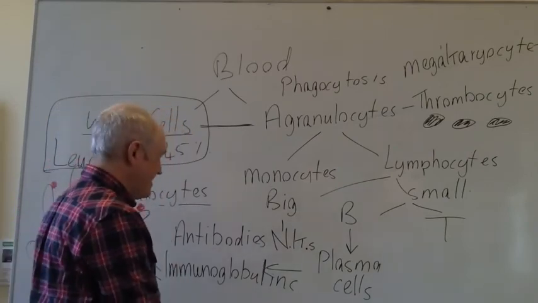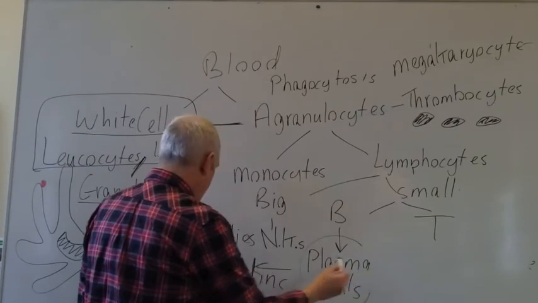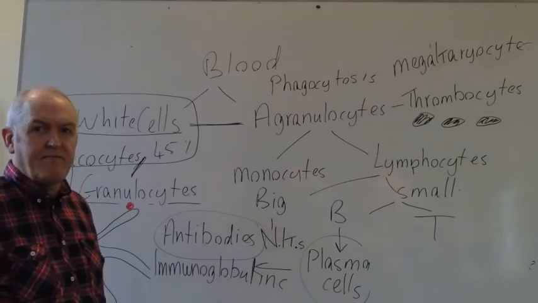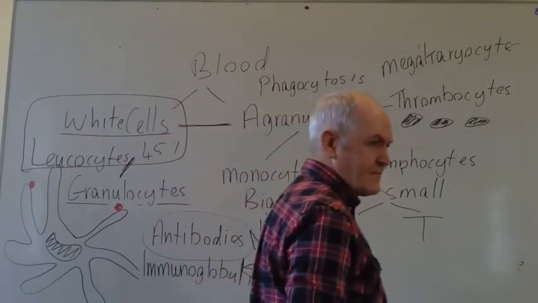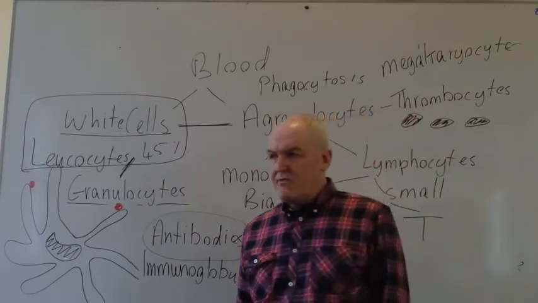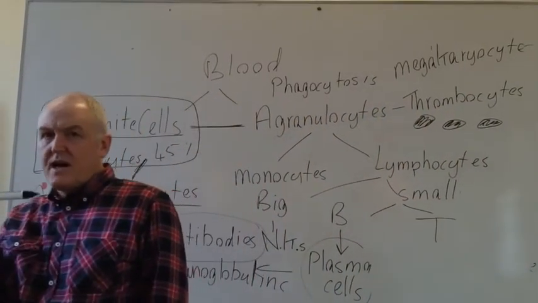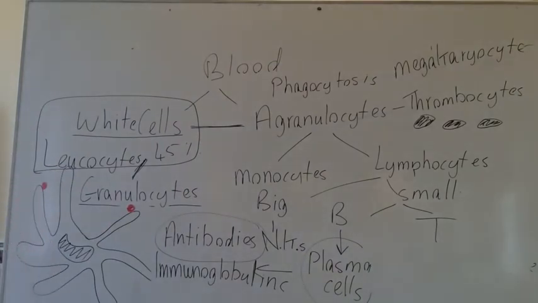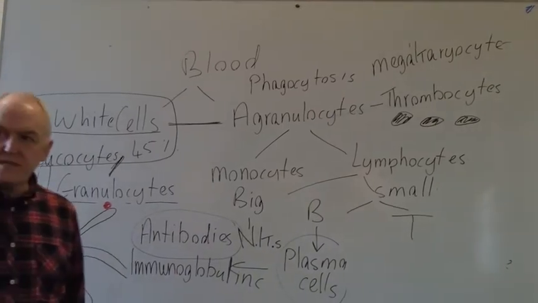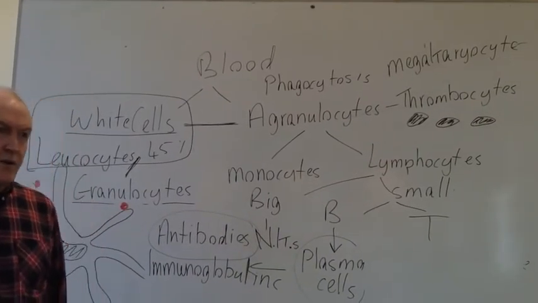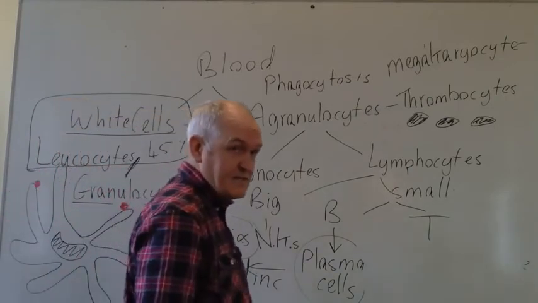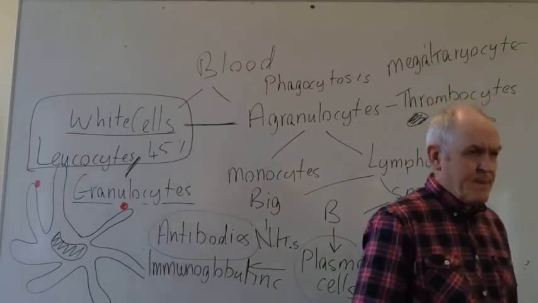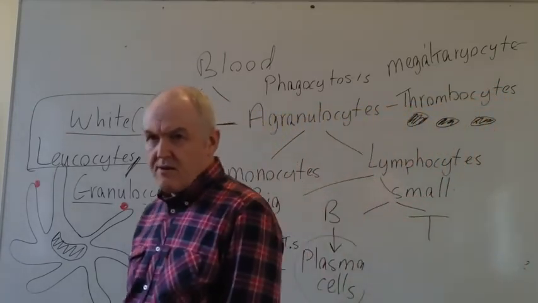And particularly, because they make antibodies, the lymphocytes are particularly good at fighting viral infections. So when you have a viral infection, it's the number of lymphocytes that tends to rise. In bacterial infection, it's the neutrophils that tend to rise. In chronic bacterial infections, it's the monocytes that tend to rise. But in viral infection, it's the lymphocytes that tend to rise in number, because the lymphocytes are good at fighting viral infections.